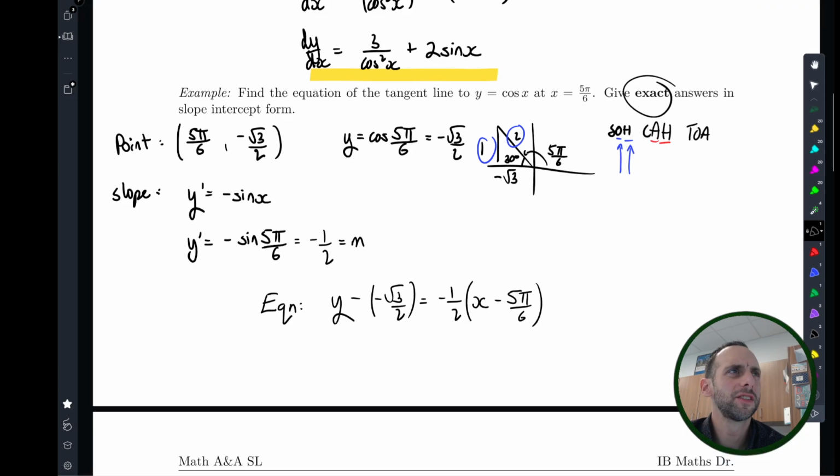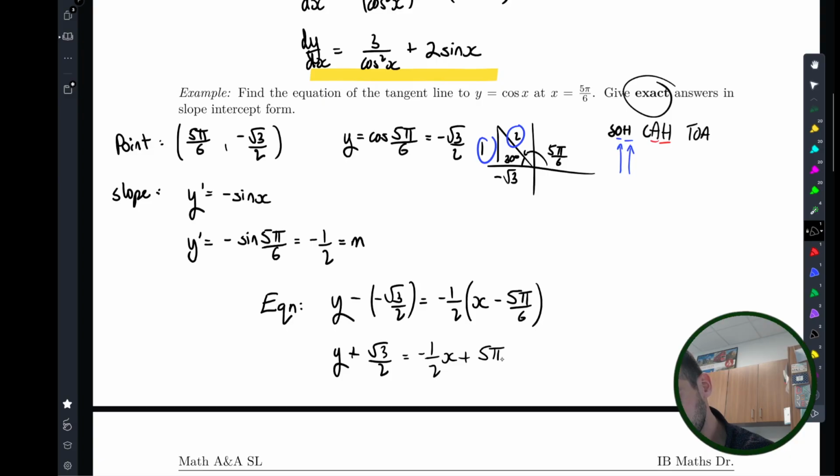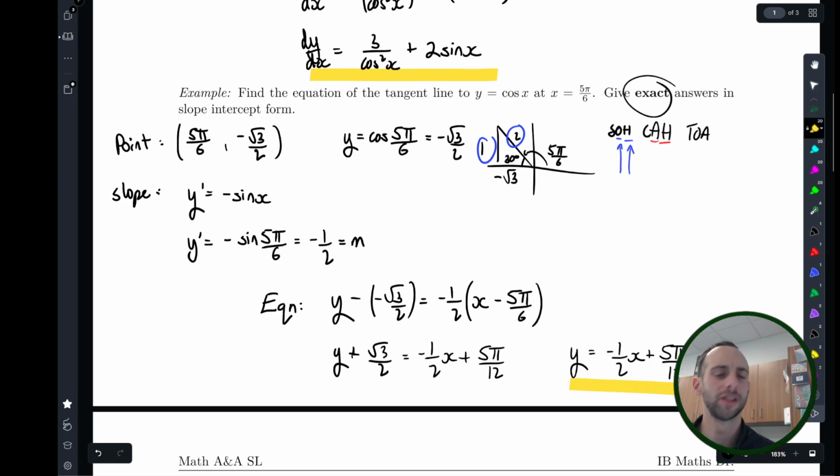We could leave it like this in case they don't specify a form, but they do ask us for slope-intercept form. So we'll take those extra algebra steps to clean this up a little bit: y plus root 3 over 2 equals negative 1/2 x plus 5 pi over 12. We can subtract our root 3 over 2 to get the y by itself, giving us a kind of complex but essentially still correct slope-intercept form. Okay, so this is our equation in slope-intercept form.